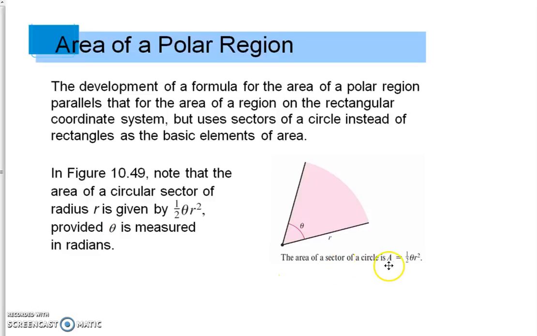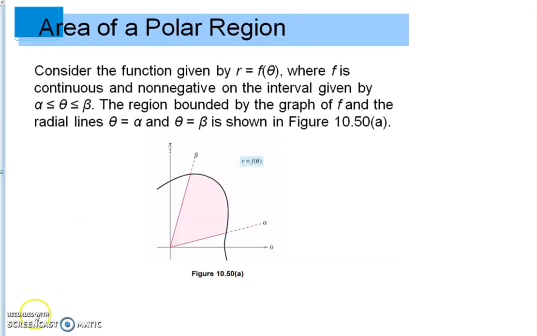The area of the sector of a circle is simply given by 1/2 theta, which is the angle that this has been passed through, times r squared. So it's pretty straightforward. All I need to know is the angle measure here and the radius of the circle. So that's the formula that we'll be using in just a minute.